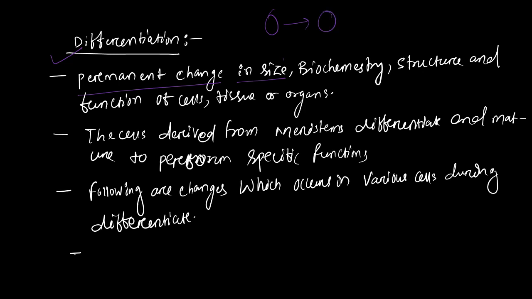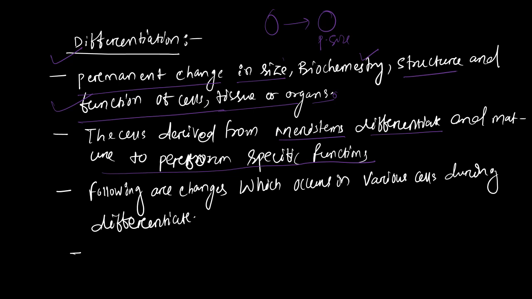The cell gains permanent size. Biochemistry changes the structure and function of a cell, tissue or organ. That may be all things changing. The cells derived from meristem differentiate and mature to perform a specific function. So what is it? It performs a specific function, already discussed in meristem. This meristem gains a root hair cell, phloem cell and mesophyll cell. The structure and function vary.